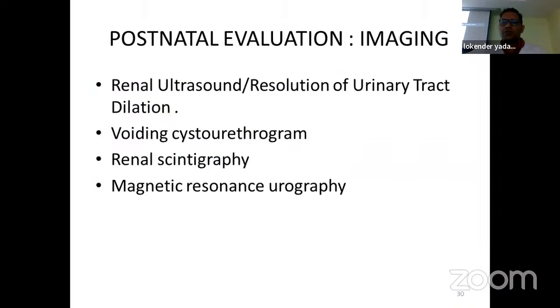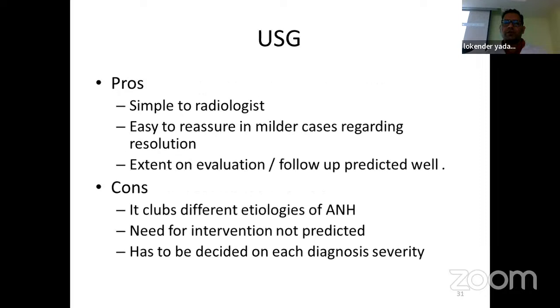In the postnatal evaluation, the renal imaging studies are renal ultrasound, to see any resolution of urinary tract dilatation, voiding cystourethrogram, renal scintigraphy, and magnetic resonance urography. USG is simple for the radiologist, easy to reassure in milder cases regarding resolution, and it can be used for extent of evaluation and follow-up of the patient. It clubs different etiologies together. The need for intervention is not predictive and has to be decided on each diagnosis and severity.